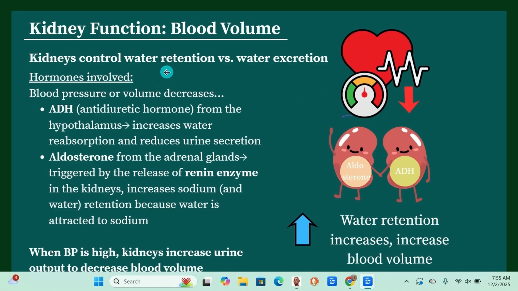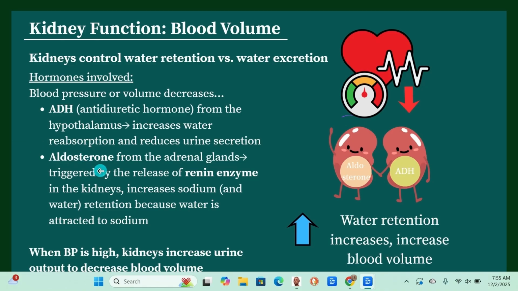When blood pressure or blood volume decreases because we don't have enough water, the hypothalamus starts to release a hormone called antidiuretic hormone. That increases water reabsorption and reduces urine secretion. Antidiuretic hormone goes to the kidneys, and it tells the kidneys, keep more water because we need it, or else we won't be hydrated enough for our bodies to do what they need to do.